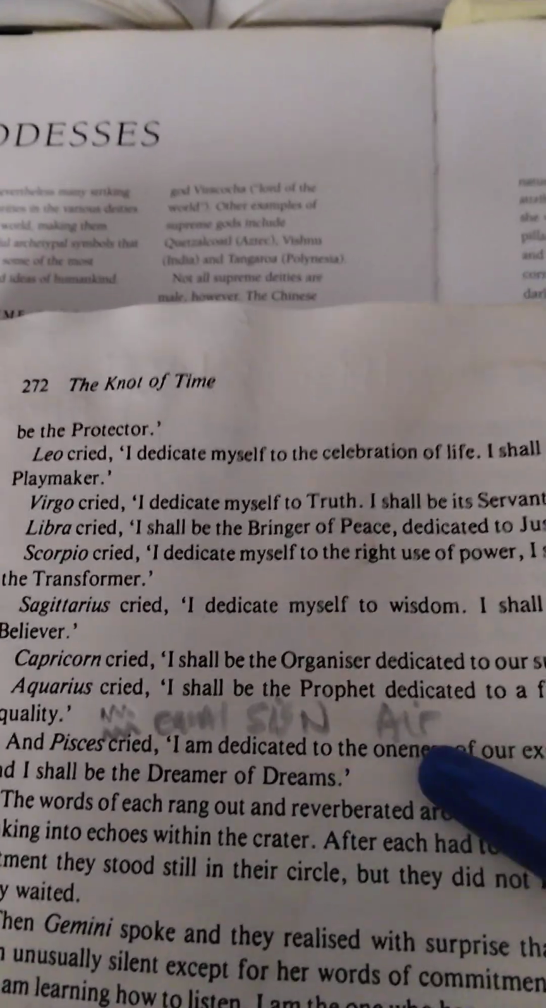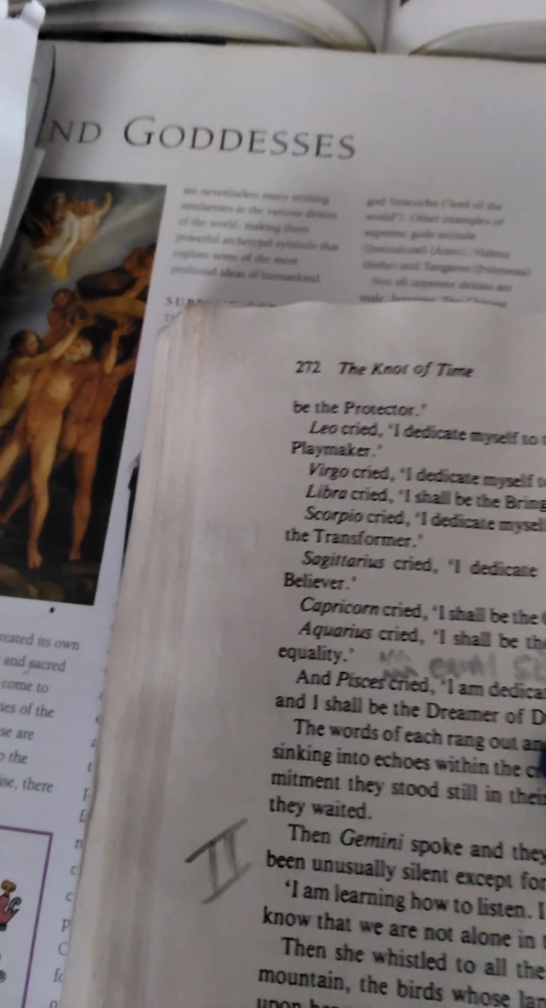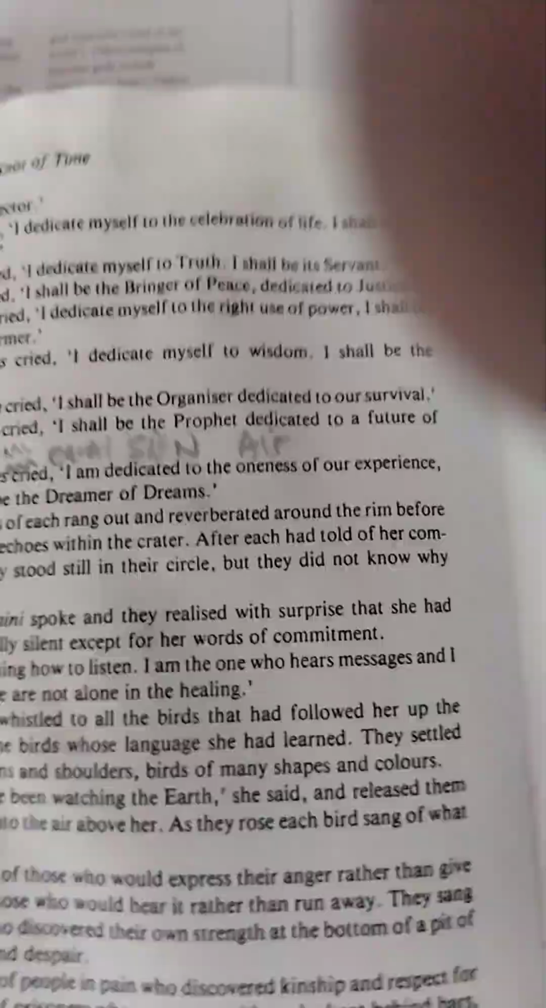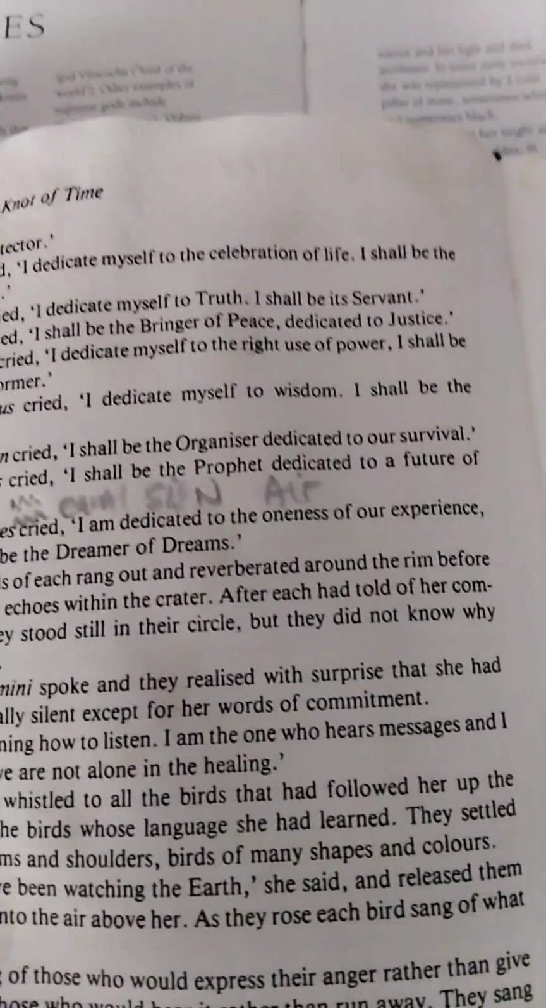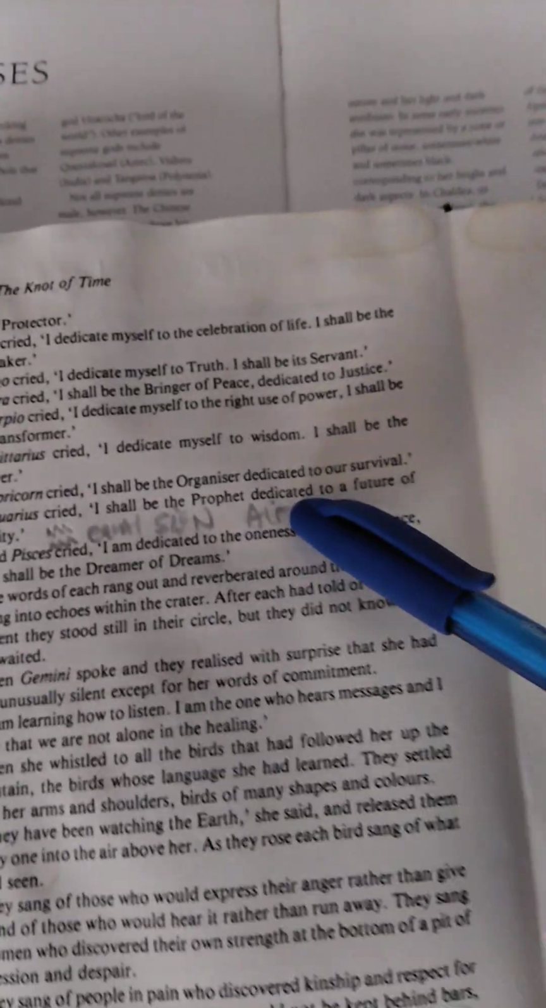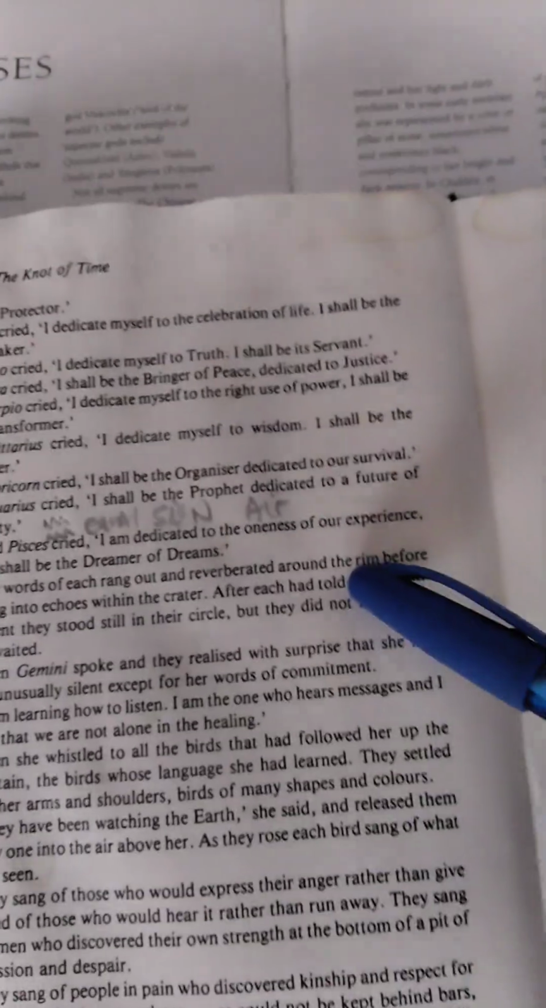Aquarius cried out, I shall be the prophet, dedicated to a future of equality. Aquarius will get the group, the community together to work together for what's right, what's fair, what's equality. Pisces cried out, I am dedicating myself to the oneness of our experience. I am the dreamer of all dreams.